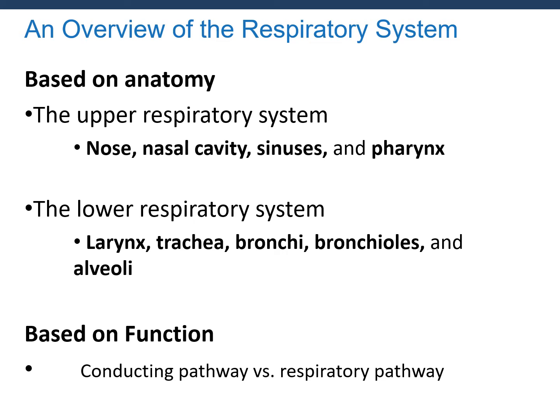You can also divide the respiratory system based upon function. This is the conducting pathway versus the respiratory pathway. Now, the conducting pathway is where all air passages from the nasal or oral cavities through the terminal bronchioles of the lungs are conducting pathway. And then finally is the respiratory pathway. Now, this is where exchange happens. So it's only the respiratory bronchioles, alveolar ducts, and alveoli.